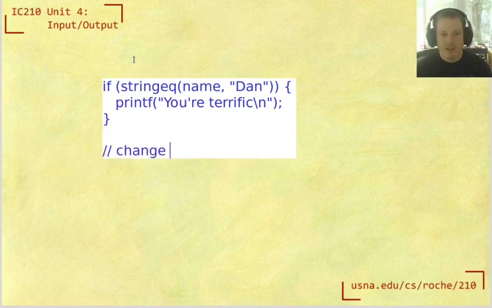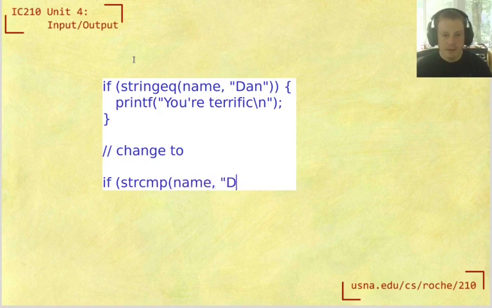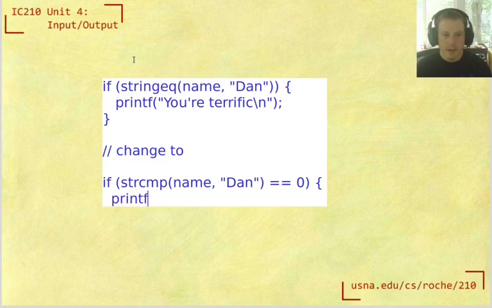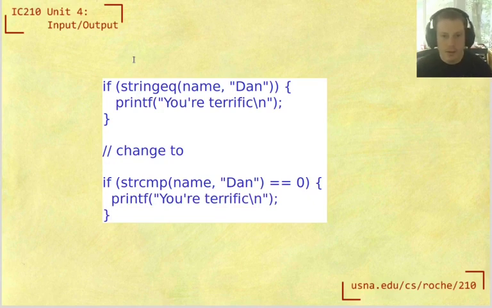And how would we change this using strcmp? We would change this to say that if strcmp name Dan is equal to 0, then printf you're terrific. Okay, so strcmp is really the same thing as string_eq if we compare it to 0. But otherwise, strcmp can also be used to compare greater than or less than 0 to tell the alphabetical ordering of two strings, which can be useful if we want to put names in order or something like that.